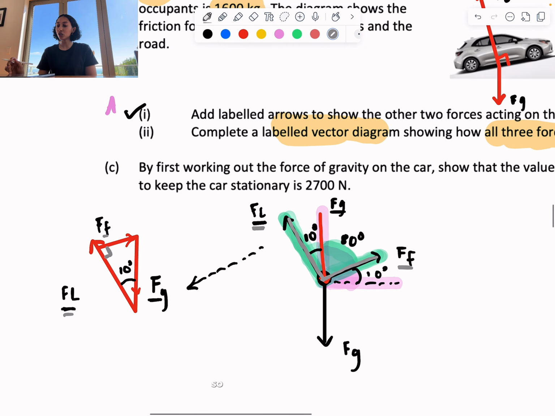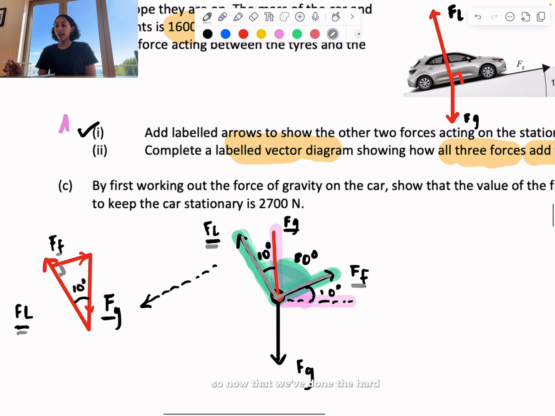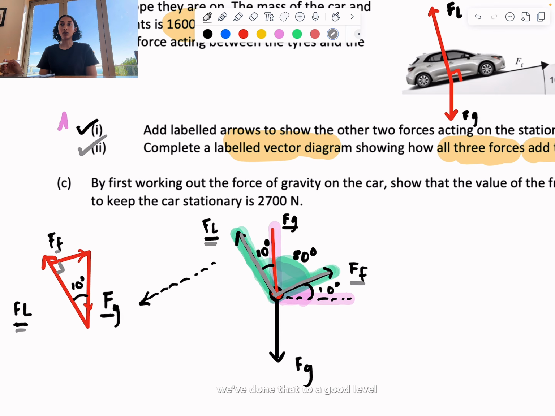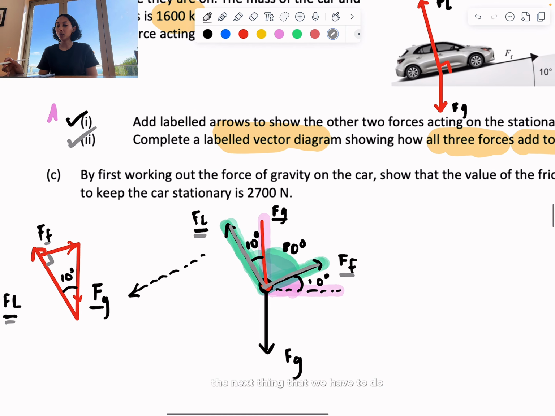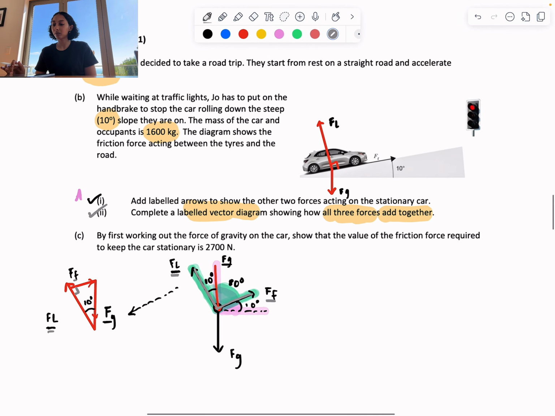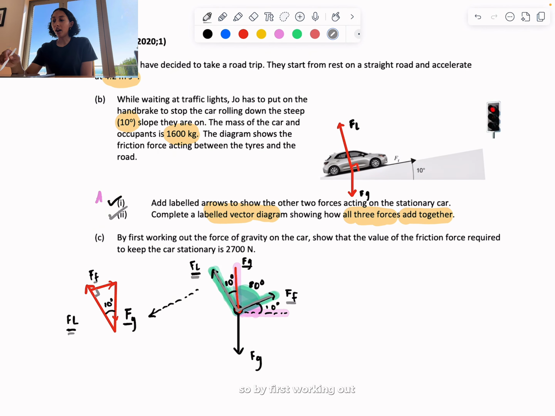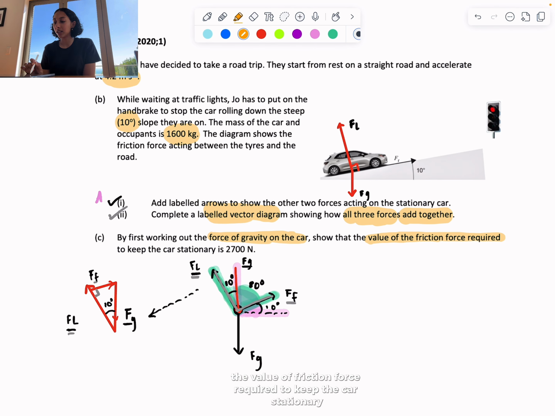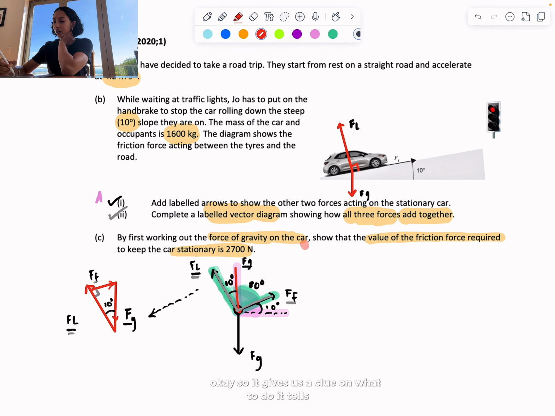Okay, so now that we've done the hard yards, the next thing that we have to do is work out what C is. So by first working out the force of gravity on the car, show that the value of friction force required to keep the car stationary is 2,700 newtons. Okay, so it gives us a clue on what to do. It tells us first to work out the force of gravity on the car.